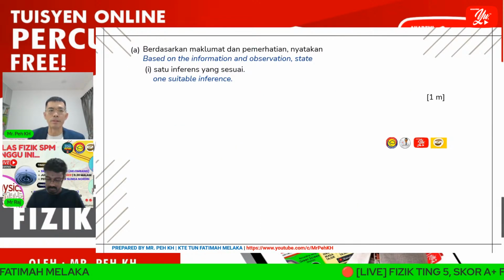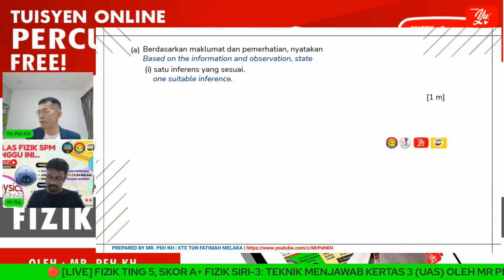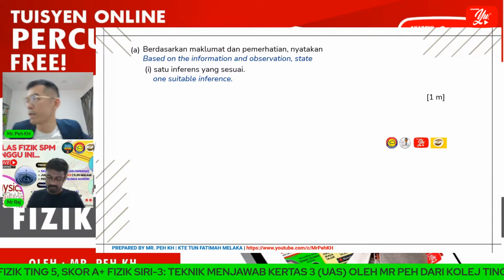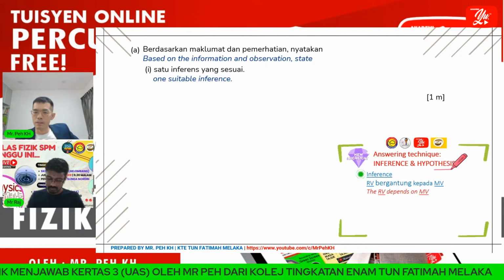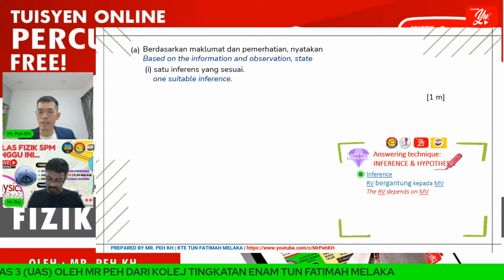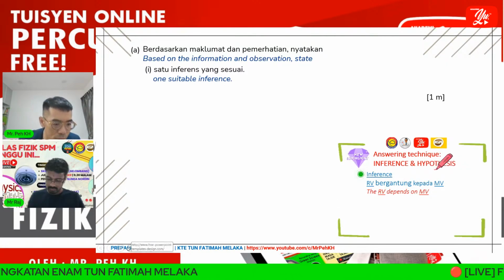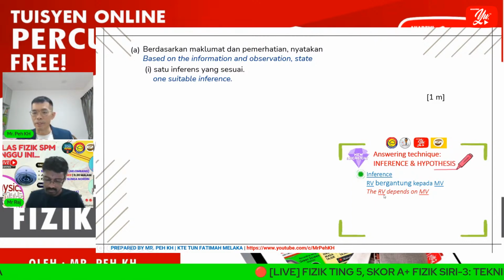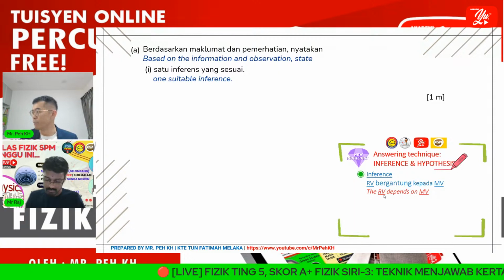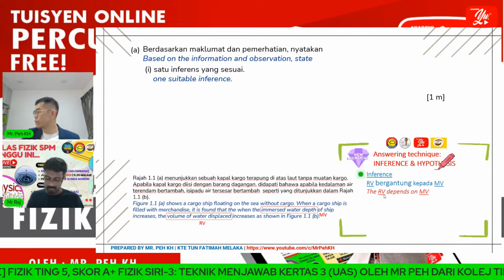Here is question number 1. Based on the information and observation, state one suitable inference. Inference is the type of question that has never been asked until now. The answering technique for inference is like this: the RV depends on the MV. Why RV and MV? Just now we were already able to get them from the situation.